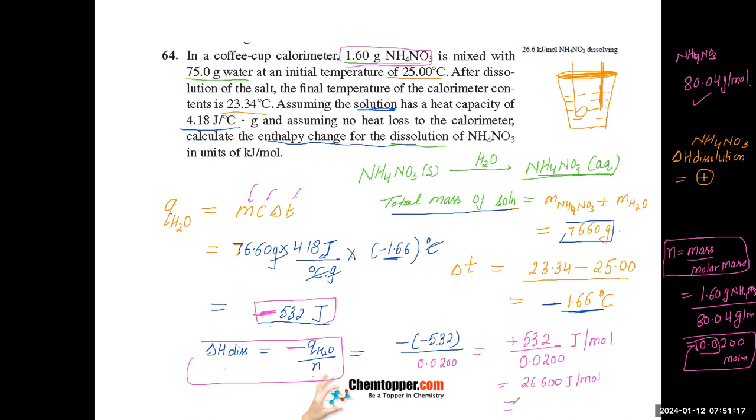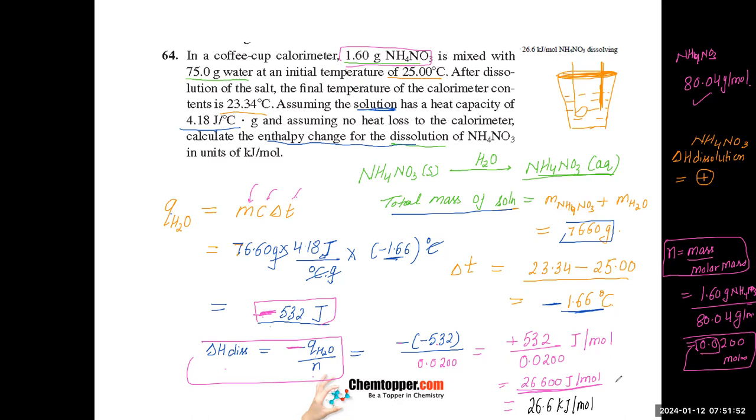Can you put this answer into kilojoules in three significant figures? Kilojoules. Can we do this question in kilojoules now? So Lisa, try to answer this question. It is 26.6 kilojoules per mole. You are going to divide it by 1000.